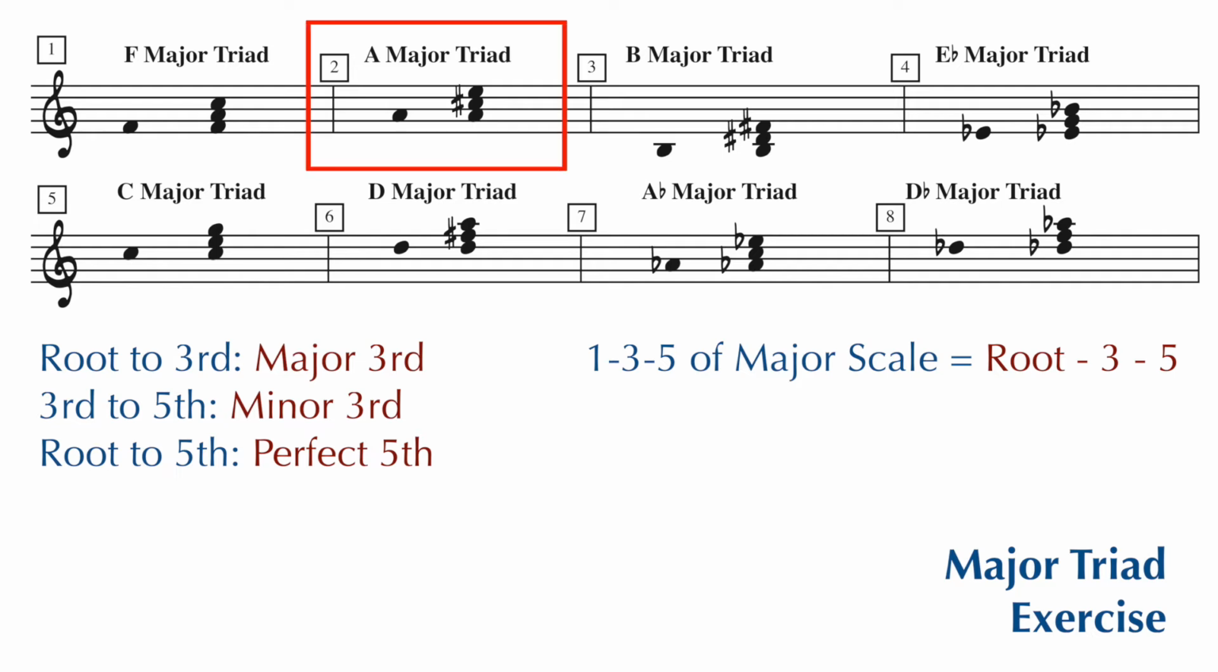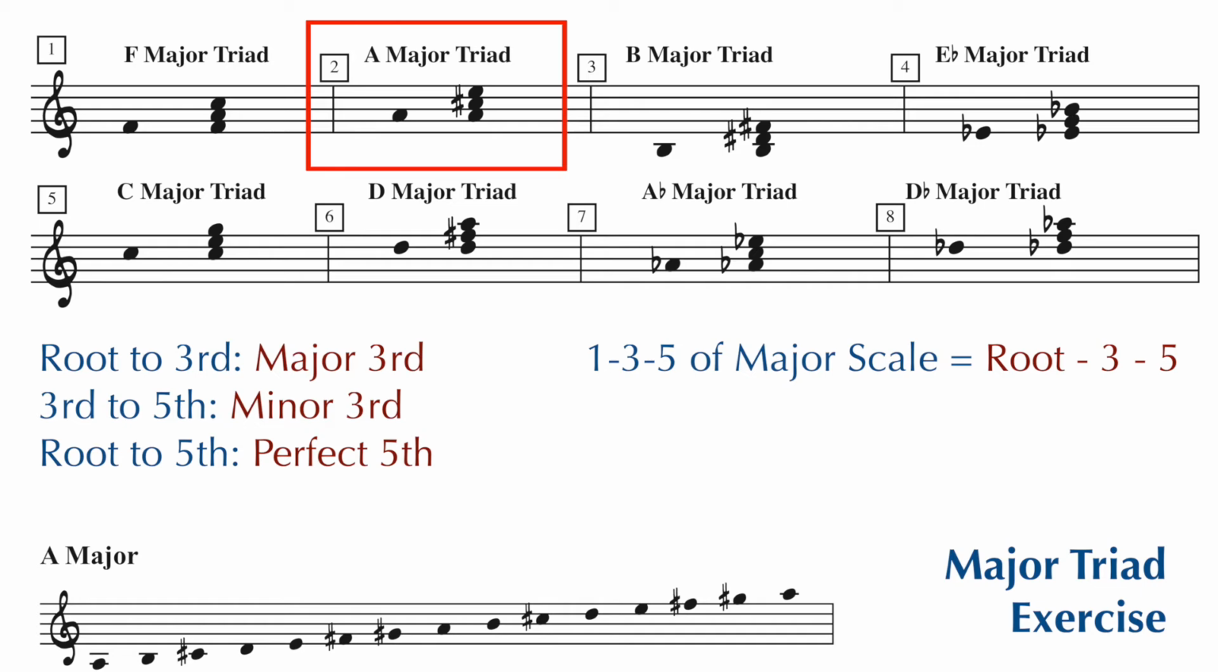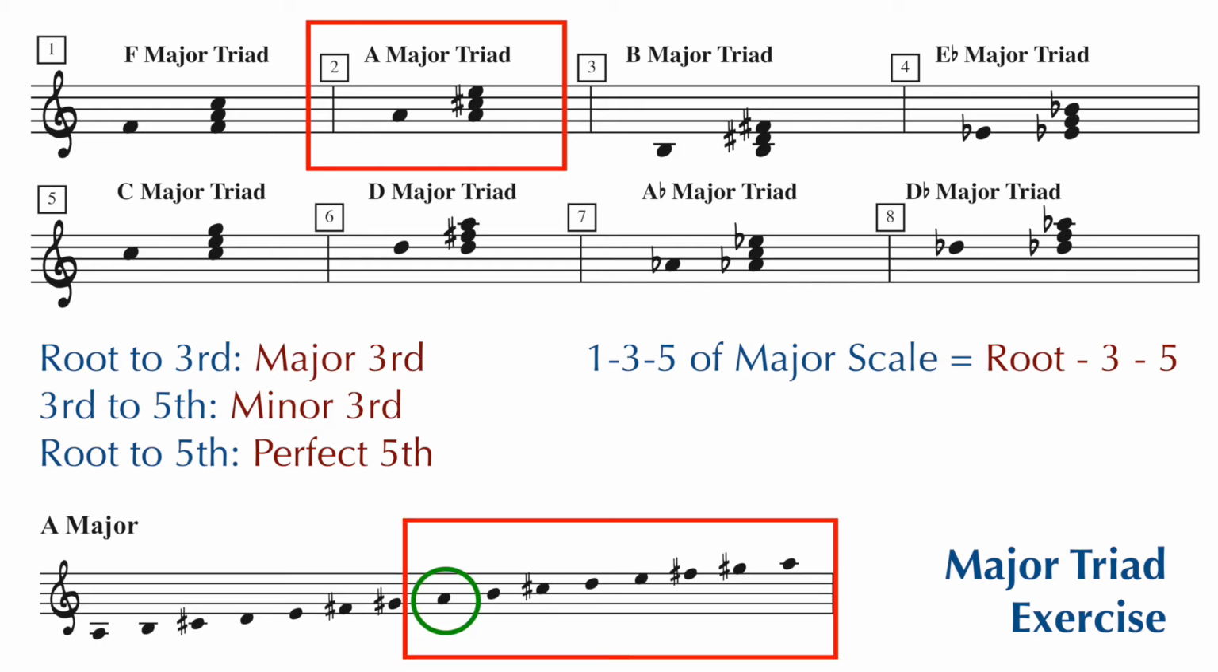Number 2, we have an A major triad to build. This time let's build it off of a scale. So we construct an A major scale. 1, 2, 3, 4, 5. And out of that A major scale, we end up with A, C sharp, and E as notes 1, 3, and 5 of the scale. So there's your root, 3, 5.